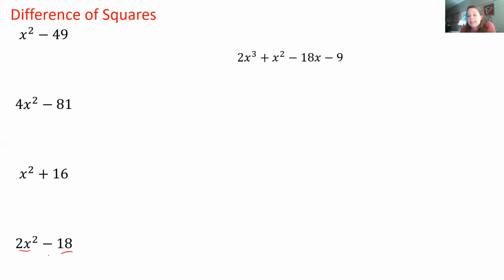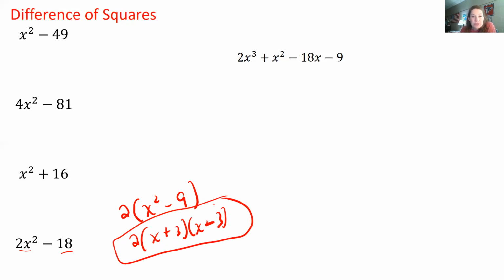All right, do we have two perfect squares? Well, not yet, but don't you agree we could factor out a 2? If I factor out a 2, I get x squared minus 9. Now the coefficient is 1. 1's a perfect square, and 9's a perfect square. So I'm going to split up my x squared and my 9. One gets a plus, one gets a minus. Uh-oh, it looks like a plus, but it's a minus. And that's my final answer. That's the difference of squares after I factored out a 2.